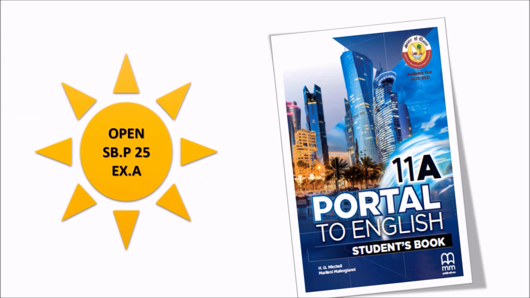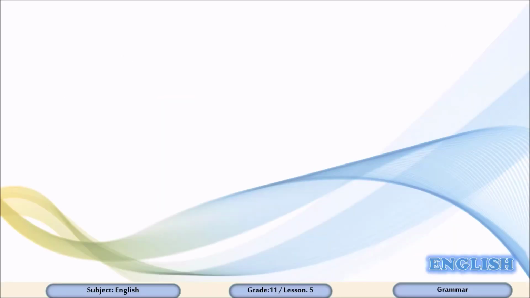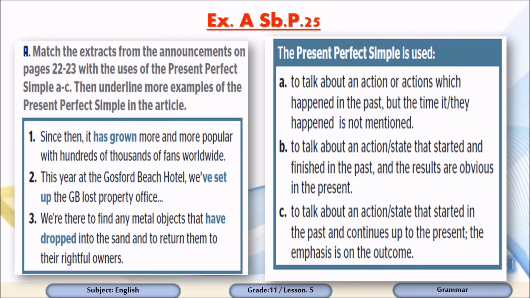Dear students, please open Students' Book, page 25, exercise A. Students' Book, page 25, exercise A. Match the extracts from the announcements on pages 22 and 23 with the uses of the present perfect simple A to C. Then underline more examples of the present perfect simple in the article.